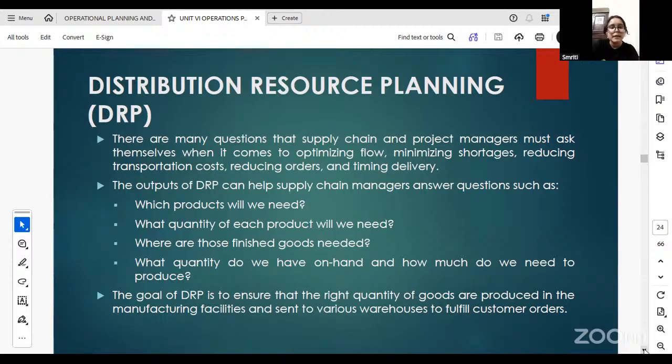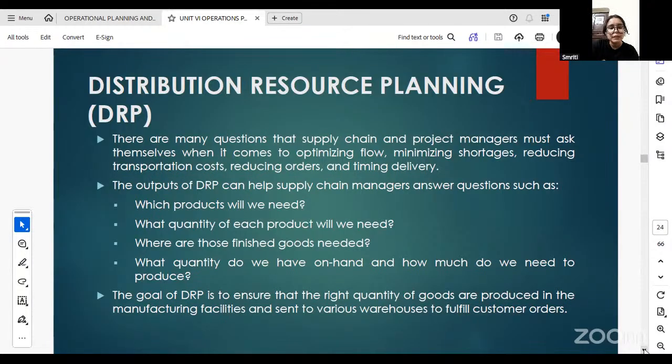Yes, next. There are many questions that supply chain and project managers must ask themselves when it comes to optimizing flow, minimizing shortages, reducing transportation costs, reducing orders, and timing delivery. The outputs of DRP can help supply chain managers answer questions such as which products will we need, what quantity of each product will we need, where are those finished goods needed, what quantity do we have on hand, and how much do we need to produce.